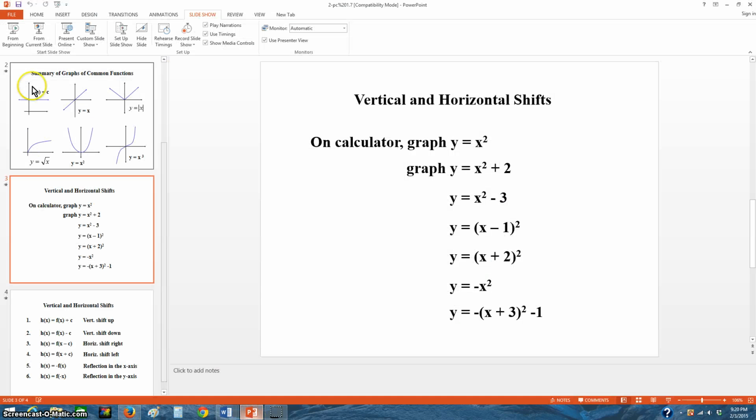So what I want you to do is make a note right next to this equation by saying that it has shifted your parent function up 2 units. Okay, now what we're going to do is graph y equals x squared minus 3.